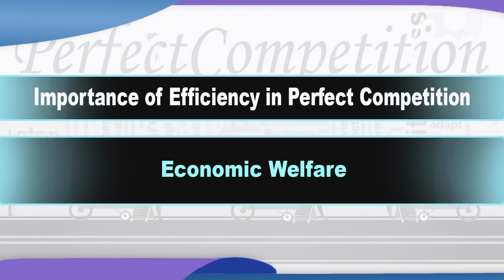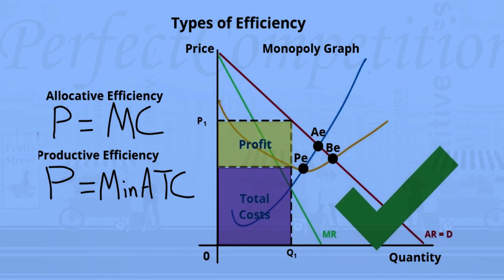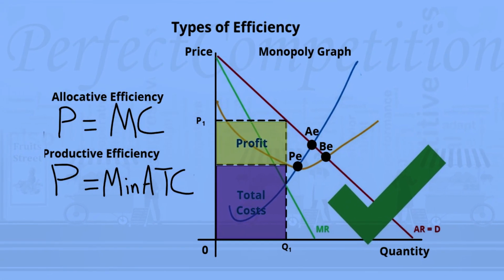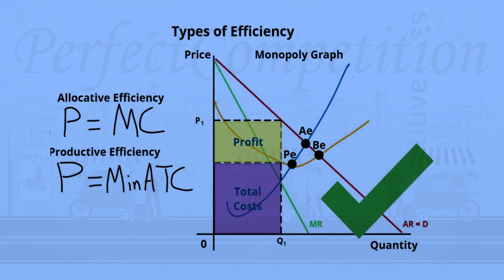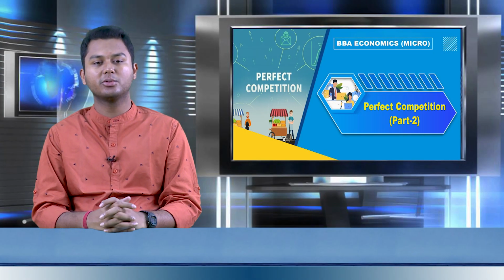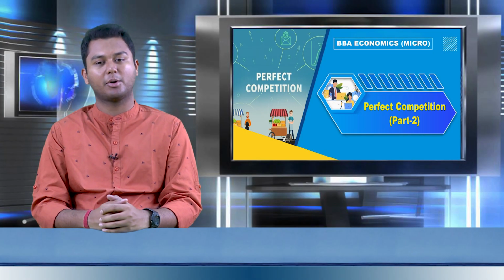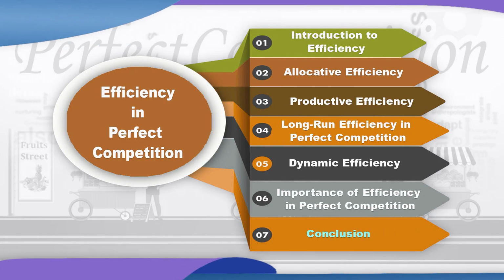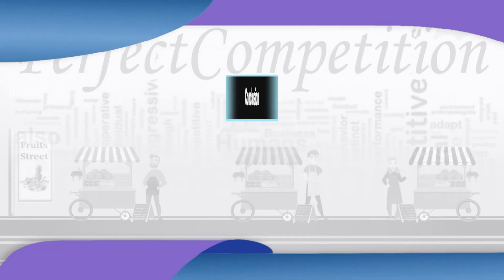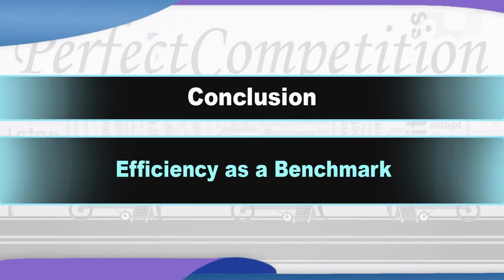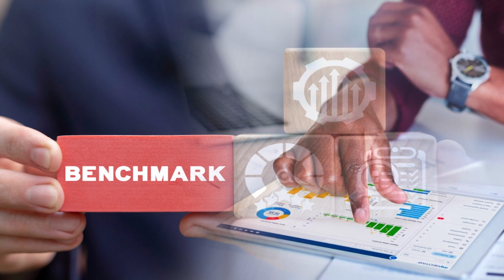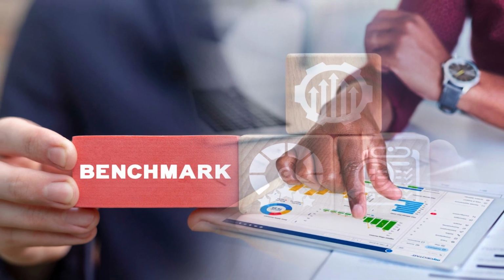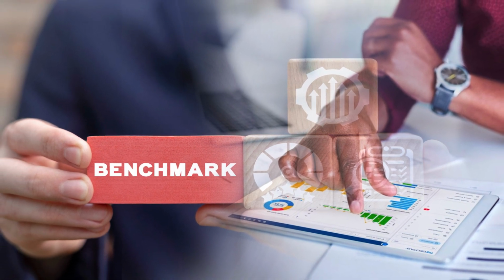Looking at economic welfare, the combination of allocative and productive efficiency maximizes the total economic welfare. The resources are used in the most effective way possible, benefiting society as a whole. Concluding this analysis, we can say efficiency can be used as a benchmark. So, perfect competition sets a benchmark for efficiency in other market structures.